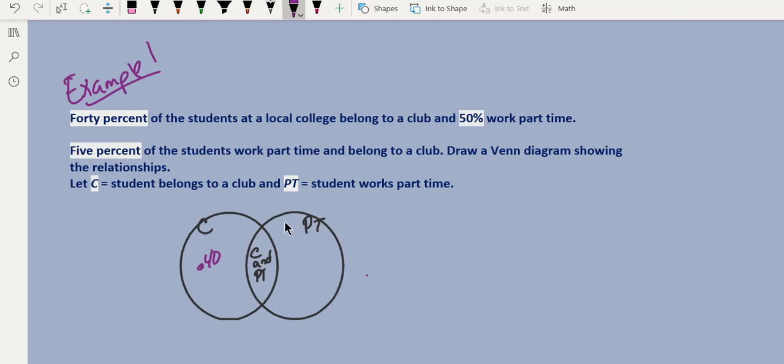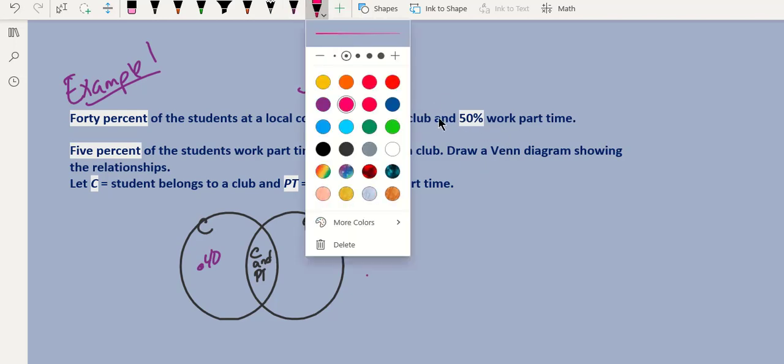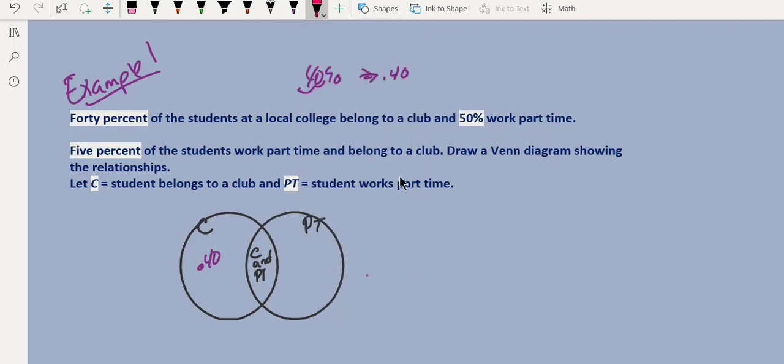Now, where did I get 0.40? We don't use percentages while we deal with probability. We use the decimal form of it. So 40% equates to 0.40. Okay? Now, for the part-time. Part-time is now in this right-hand corner, and it'll be 0.50, right? Now, the space that comes in between the two, it says 5% of those students work both part-time and belong to a club. So this will be the 0.05.